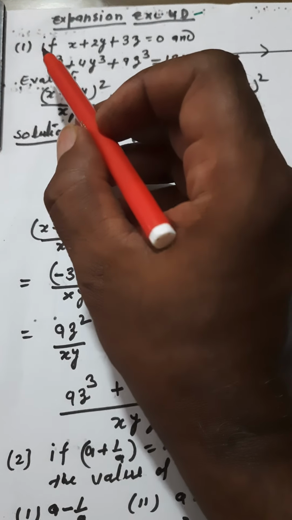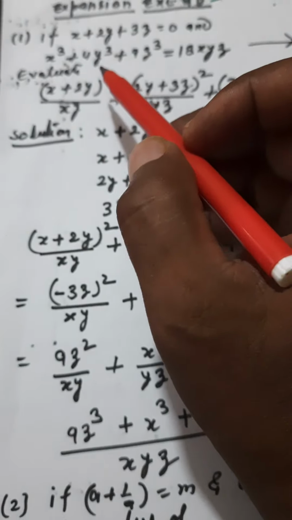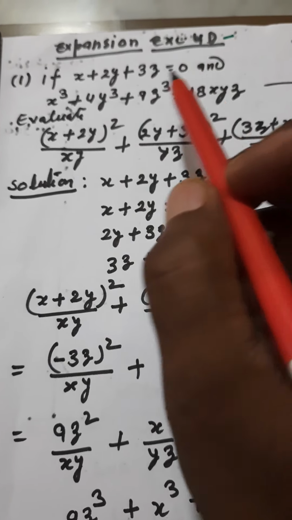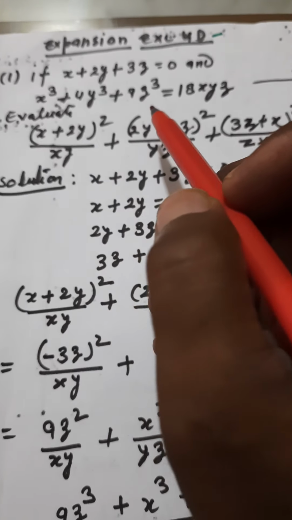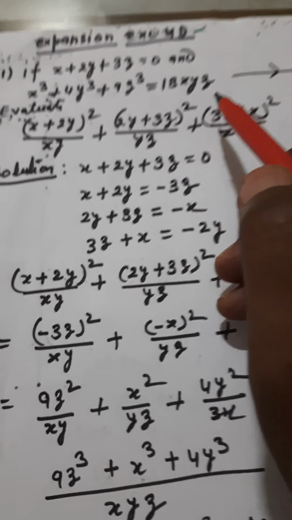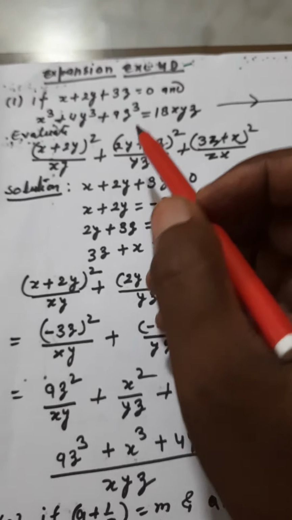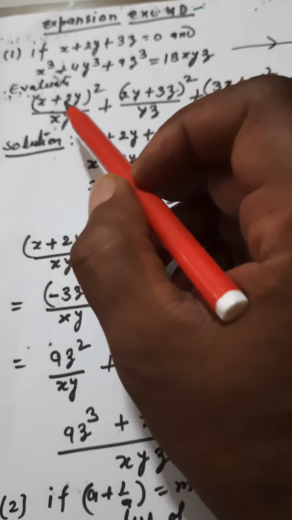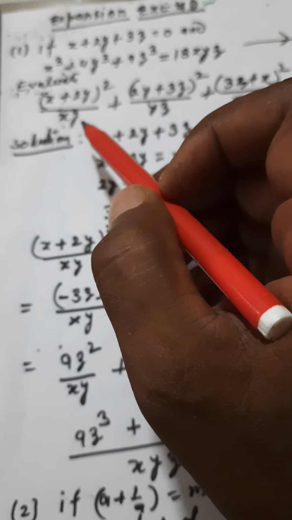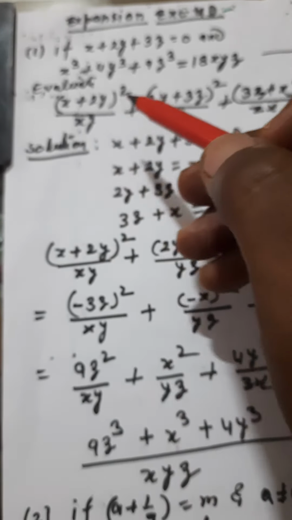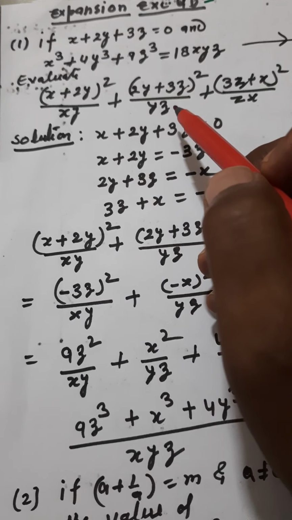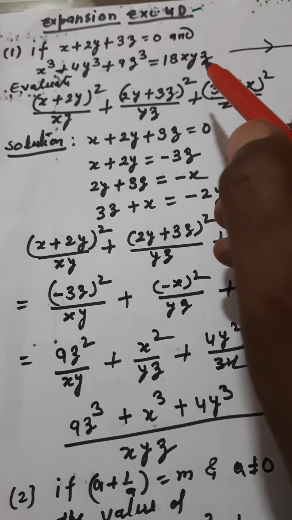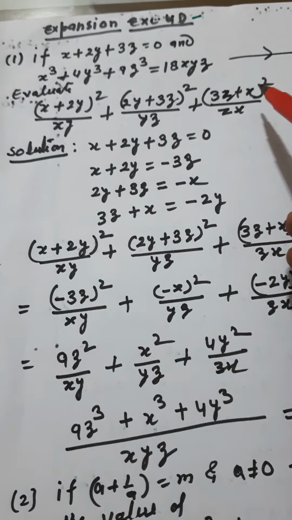So in exercise 4D, the first question is: if x + 2y + 3z = 0 and x³ + 4y³ + 9z³ = 18xyz, then you have to evaluate ((x + 2y)/xy + (2y + 3z)/yz + (3z + x)/zx)². You have to evaluate this expression.